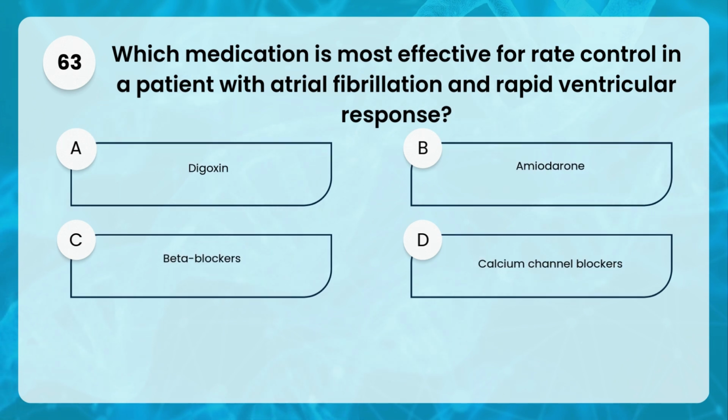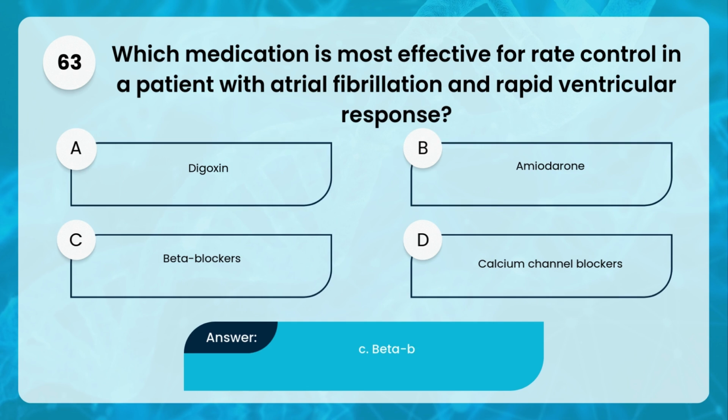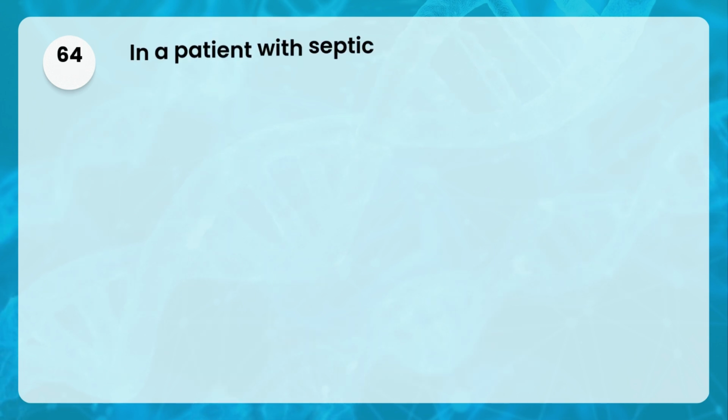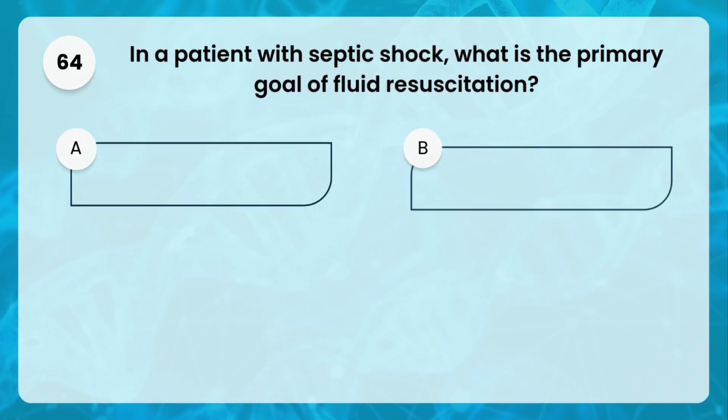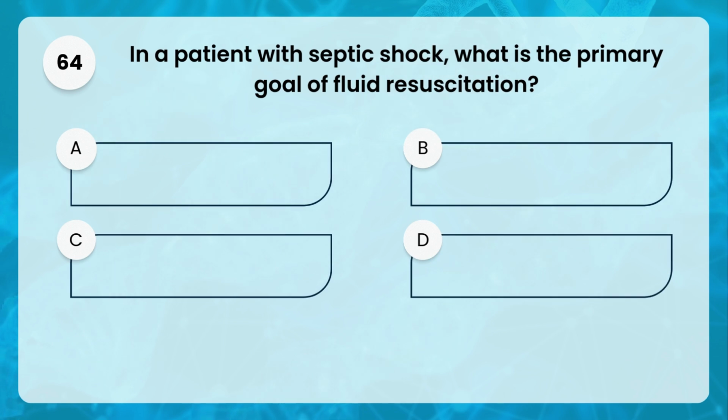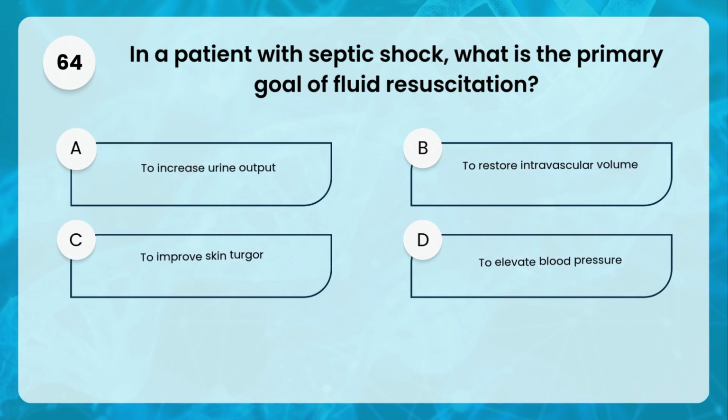Number 63. Which medication is most effective for rate control in a patient with atrial fibrillation and rapid ventricular response? A. Digoxin. B. Amiodarone. C. Beta blockers. Or D. Calcium channel blockers. The answer is C. Beta blockers.